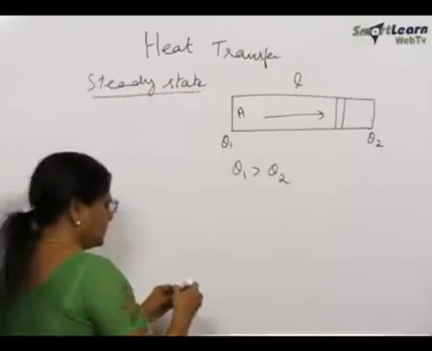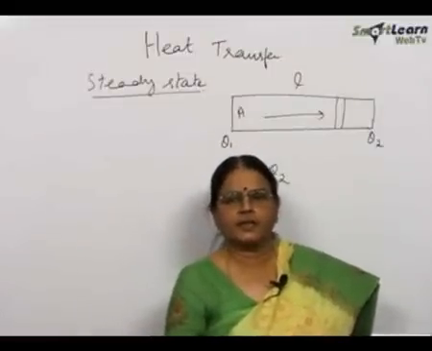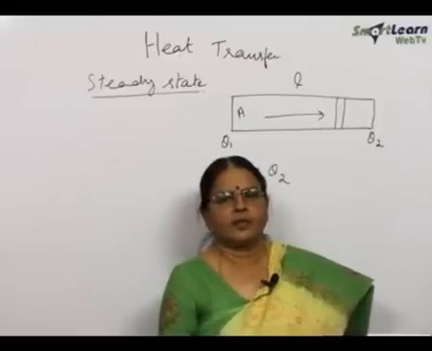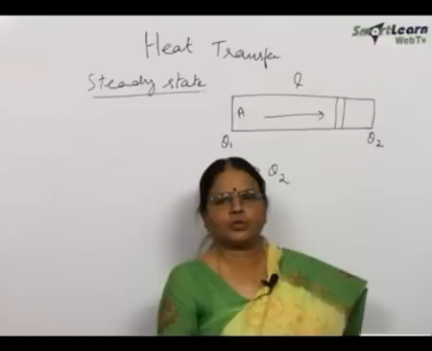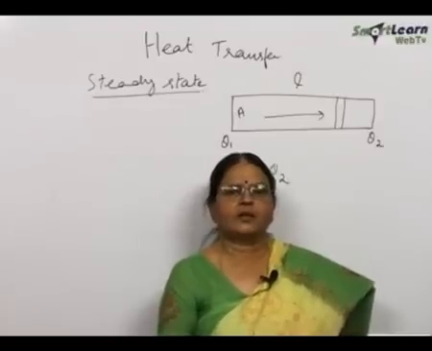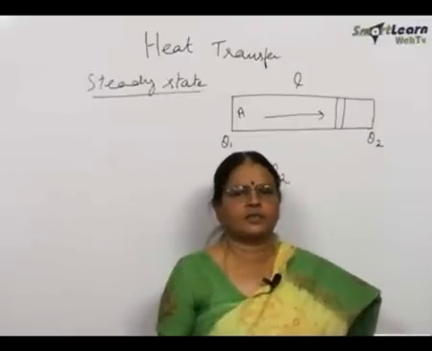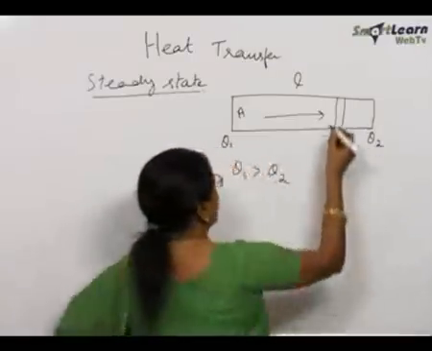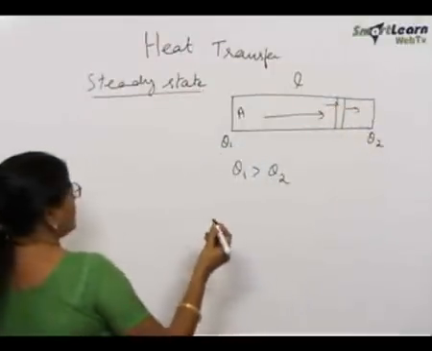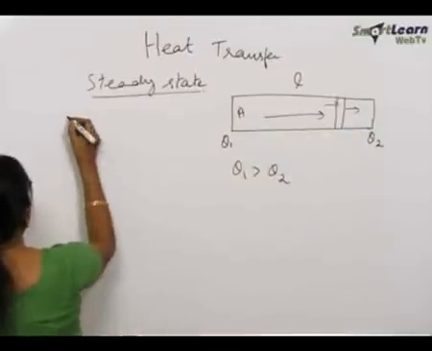So, when you are heating a rod, keeping one end at say steam temperature, other end at 0 degree, then when you heat it for a very long time, every layer in between these two will attain a constant intermediate temperature, and it will remain constant as long as we supply the heat. This is known as steady state. In steady state, the quantity of heat crossing any section will be the same.